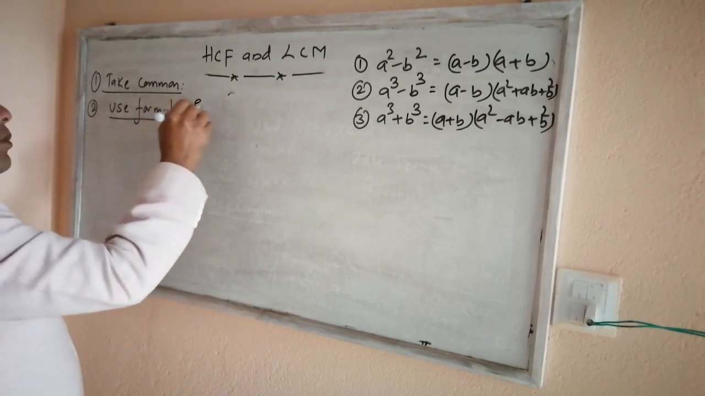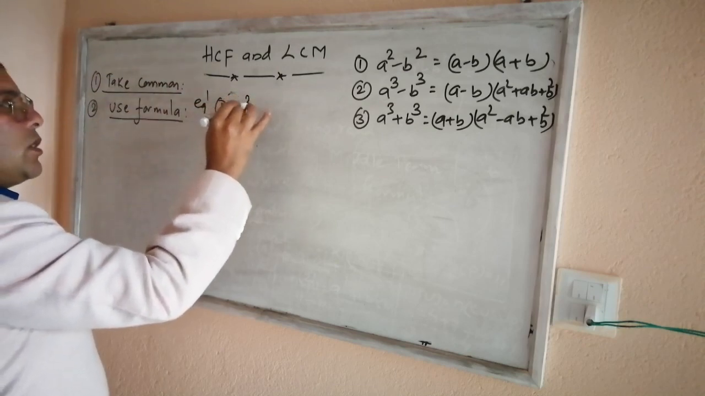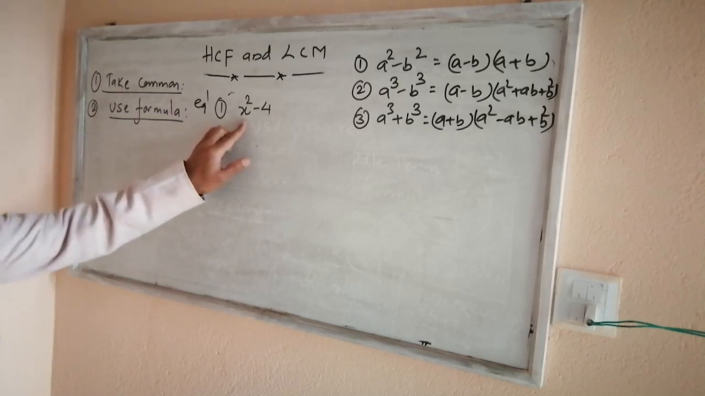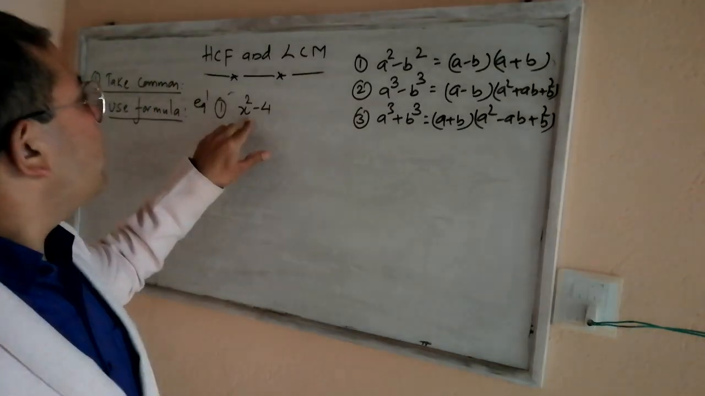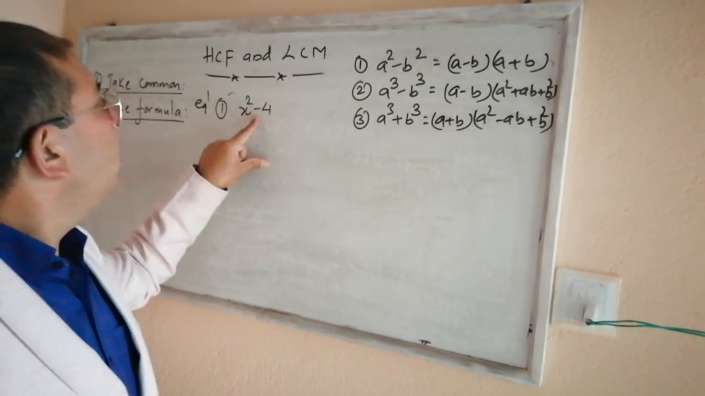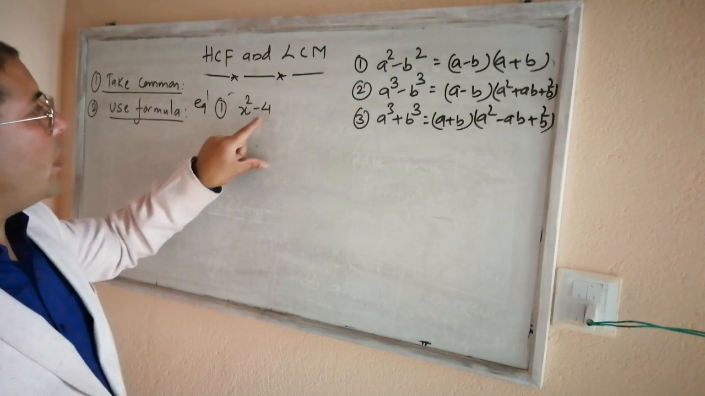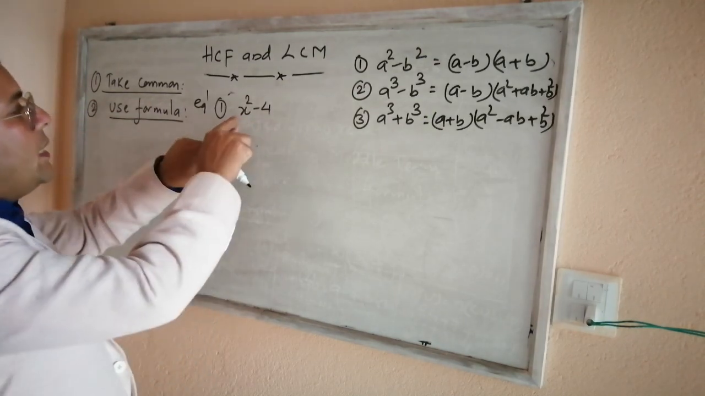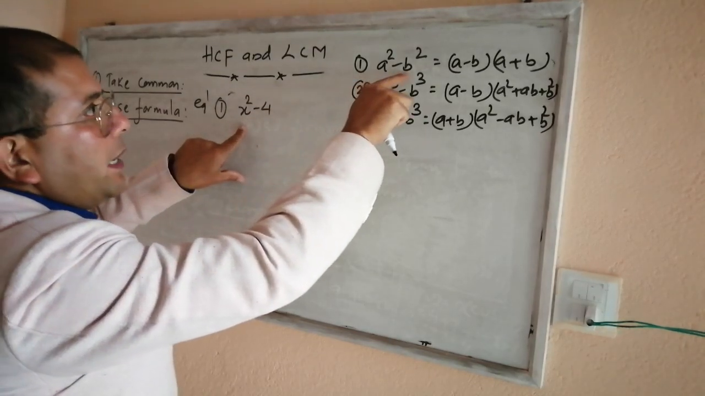Now example number 1. Suppose x square minus 4, this is your question. In this example, there are two terms. One is x square, another is 4. In between there is a minus sign. This is a square, this also is a square. It is in complete square form, this also is in complete square form. So it is in the form of a square minus b square. So we have this formula a square minus b square.